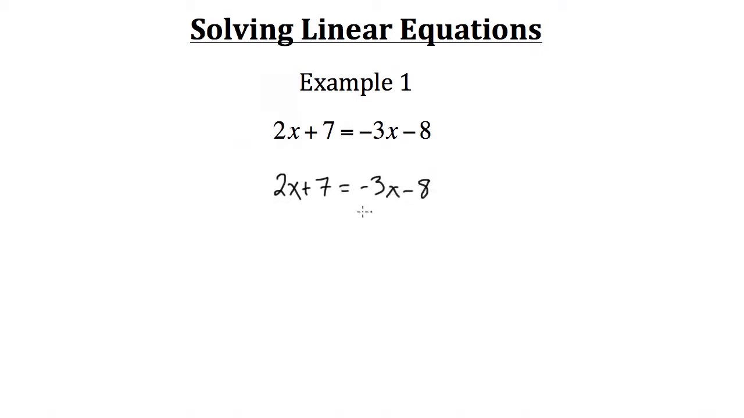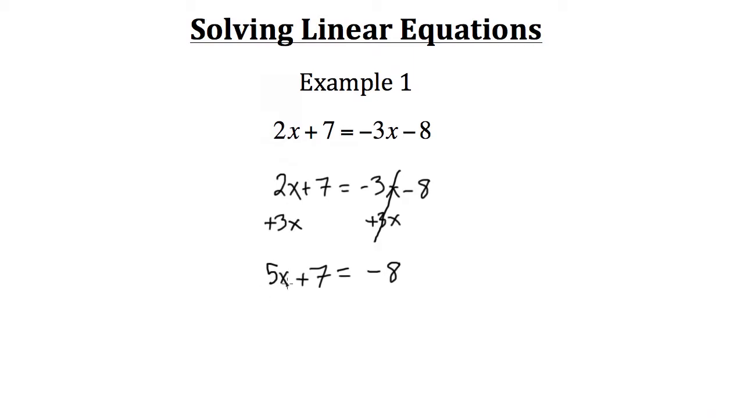And since it doesn't matter which side the variable goes on, let's move the negative 3x over here to the left side. So since it's a negative 3x, we want to add the 3x, which causes it to cancel out on this side, but we need to do the same thing to the other side. So plus 3x over on this side as well. So now we have 2x plus a 3x. This is like our combining like terms. So 2x plus 3x is going to give us a 5x, and then we still have the plus 7, and then we're just left with the negative 8 over here.